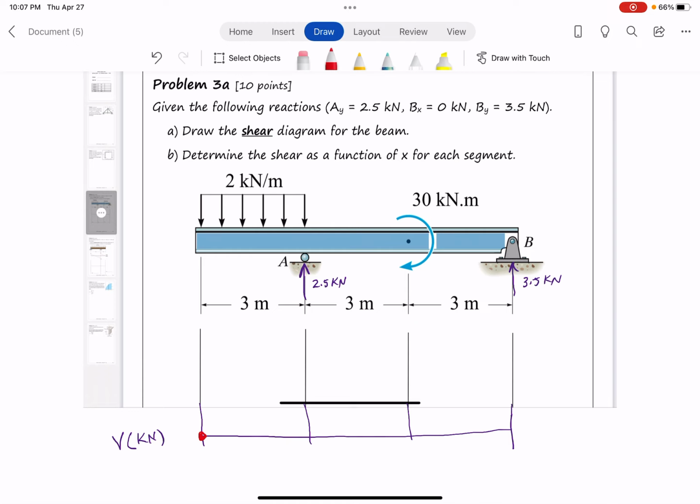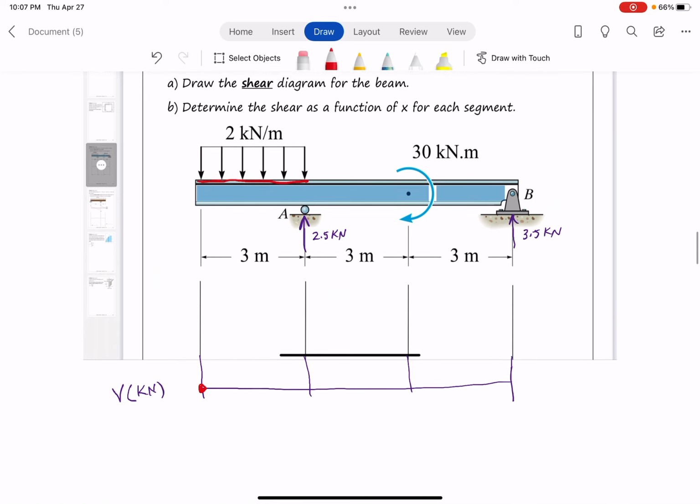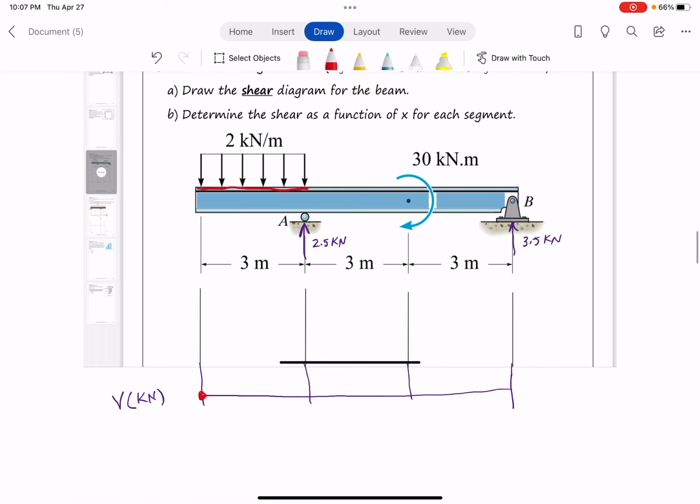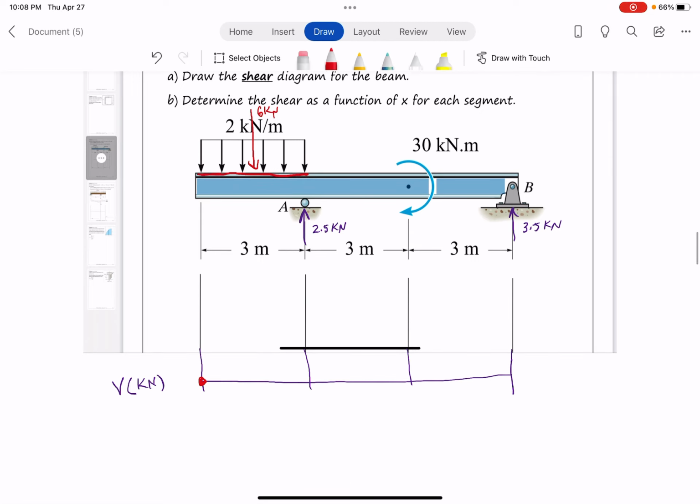here that there is a uniform distributed load for 3 meters. So it will go down. And since the uniform distributed load is uniform, the shear would be linear. And of course, linear down because the force is down. So this is 2 times 3. It is 6 kilonewton. So it is minus 6, so it's gonna go down. So 0 minus 6 until this point.